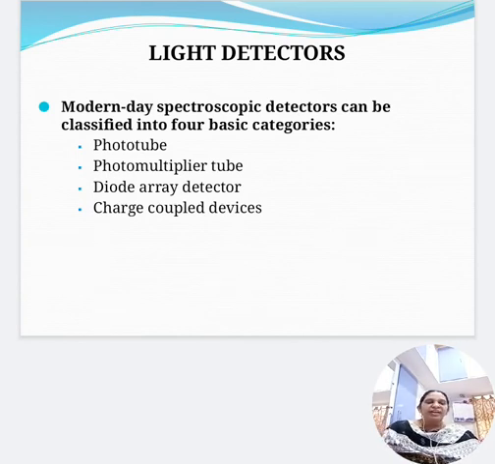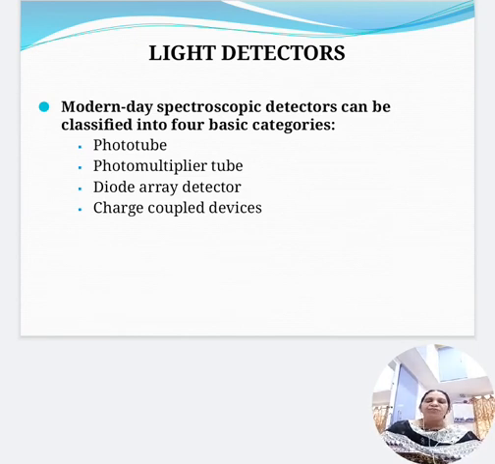Or they promote electrons to the conduction band, enhancing conductivity, as in the case of photoconductive cells. So there are two types: one is the emission of electrons, and the second is the conduction of electrons. They promote the electrons into the conduction band, thereby increasing the conductivity of the devices, as in the case of photoconductive cells.